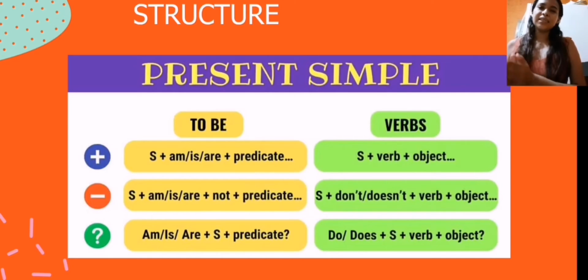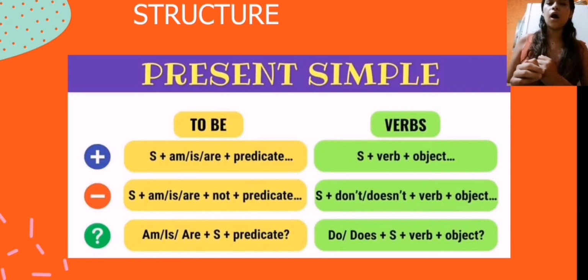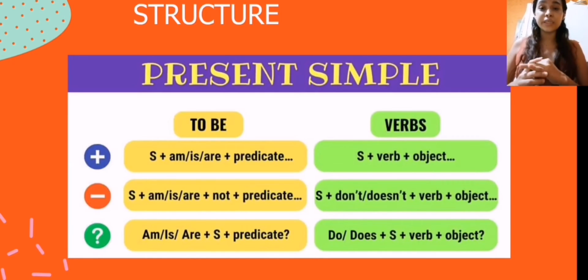In the case of the negative sentence with other verbs, the structure is as follows. Subject or pronoun, the auxiliary don't or doesn't, depending on the subject or pronoun that we are using in the sentence, plus a verb and plus the object. Remember that when we use the third person in a sentence, we use doesn't. The third person are she, he, it, okay? And when we use the first person, we use don't for I, you, we, they, okay?